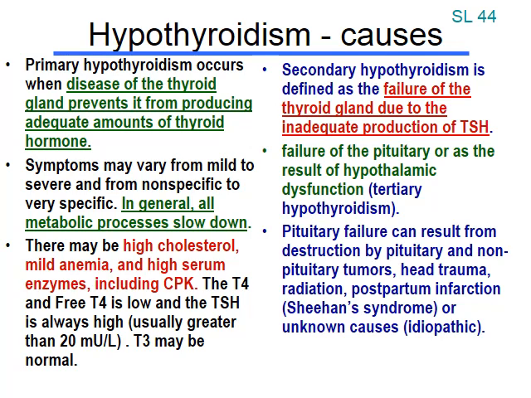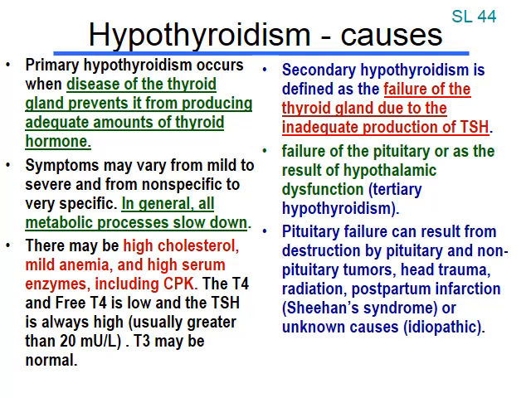Now, in hypothyroidism, this is going to occur when the thyroid gland is not producing enough thyroid hormone. Symptoms may vary from mild to severe, from non-specific to very specific, but in general, all metabolic processes slow down. There might be high cholesterol, there might be mild anemia, there might be high serum enzymes, including CPK. The T4 and free T4 is low, and the TSH is always high. T3 may be normal.